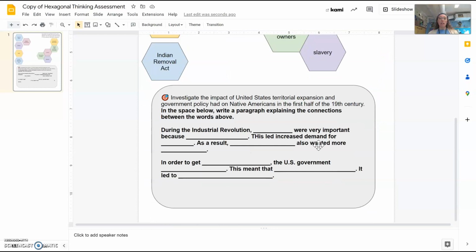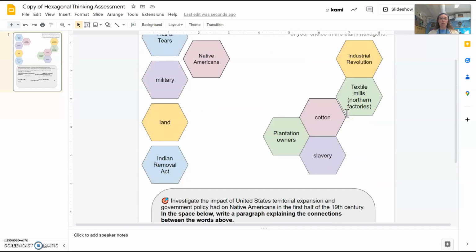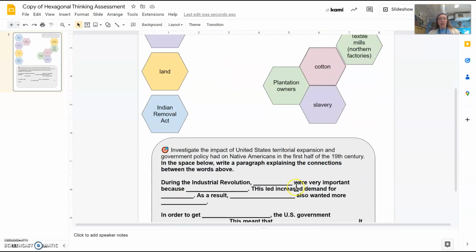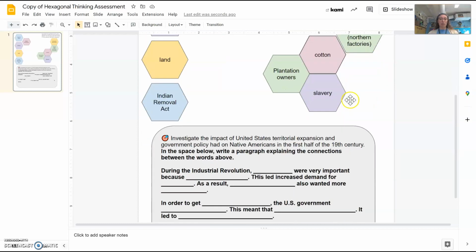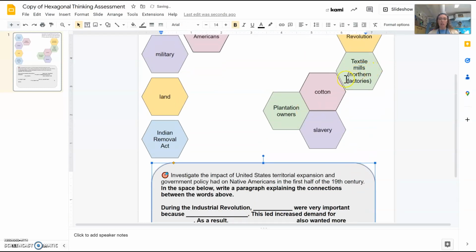So I'm going to give you a sentence start down here that might help you out. During the Industrial Revolution, blank were very important. That's probably going to be textile mills. That's the way I have it connected there. Because, and then explain what that connection is. I need to explain more. This led to increased demand. So the textile mills led to increased demand for, that must be cotton.